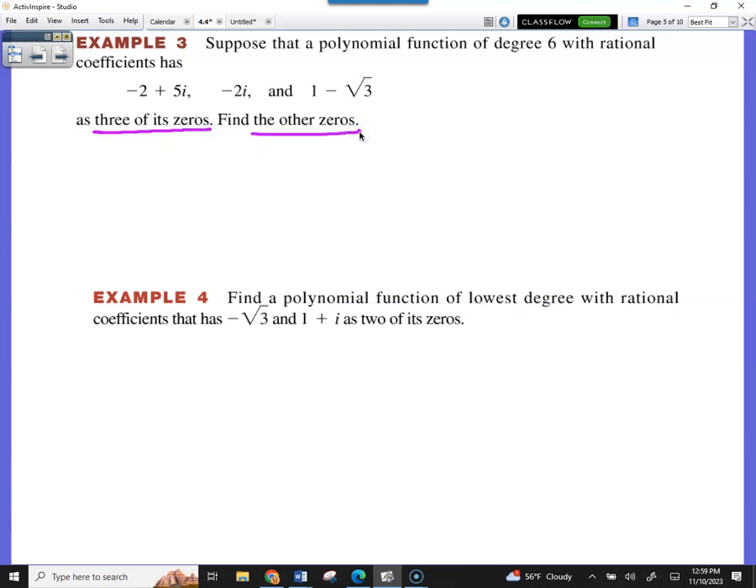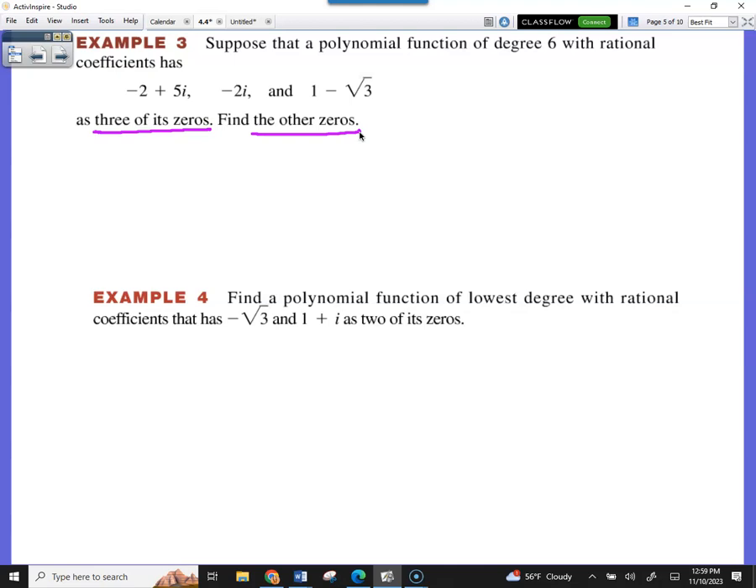Find the other zeros. Did it ask me to find the polynomial? No, we're not doing what we did earlier where we have to write them and multiply it out. We're just saying, if you tell me that -2 plus 5i is a zero, then what am I supposed to say right behind that? -2 minus 5i is a zero. Bam. That's it. And then 1 minus the square root of 3 and 1 plus the square root of 3, right? Yes. You're so smart.